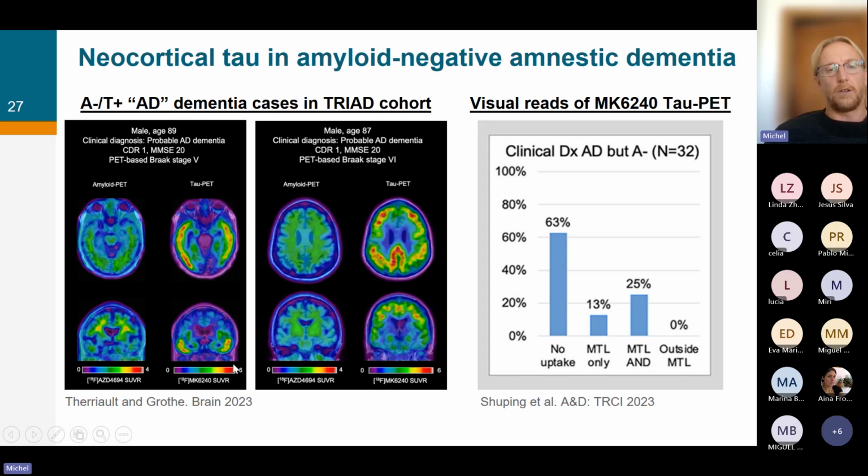And we included them in a commentary I wrote this year with my colleague from McGill for Brain. And we also found that this year, an analysis of clinically diagnosed AD dementia patients who had a negative amyloid PET scan found that about 25% of these patients actually had medial temporal lobe tau and neocortical tau, so widespread neocortical tau, probably similar to what we're seeing here.